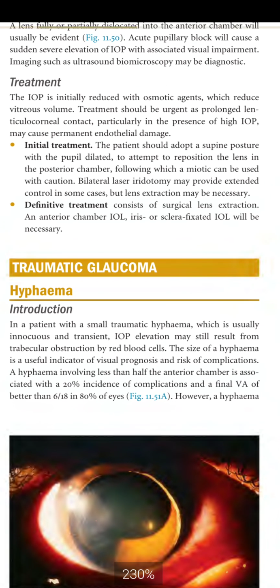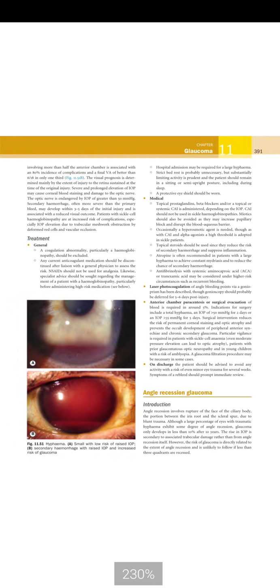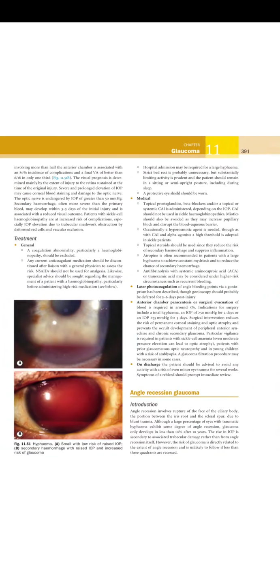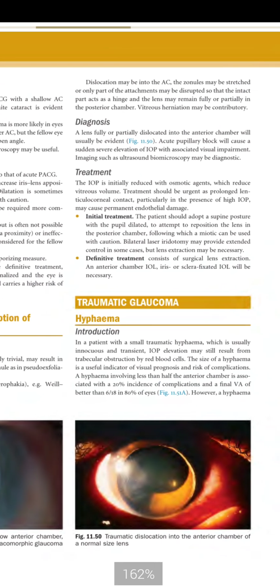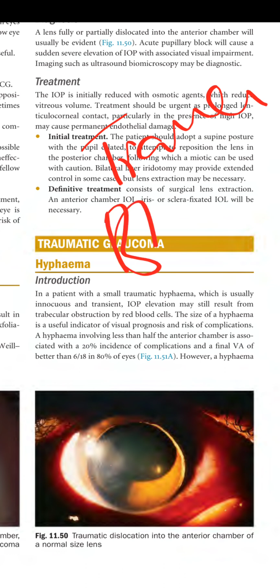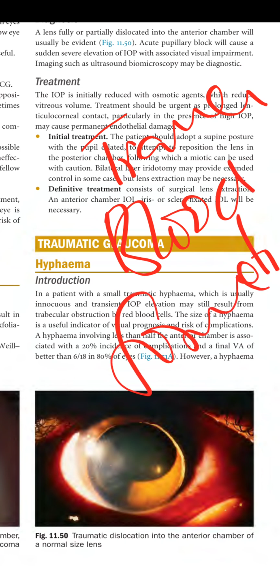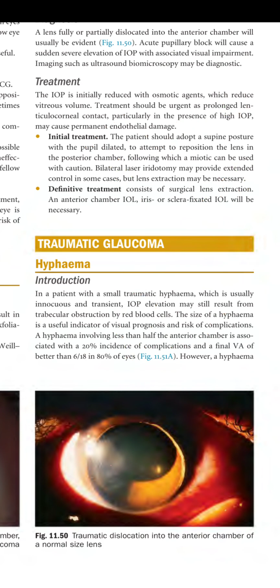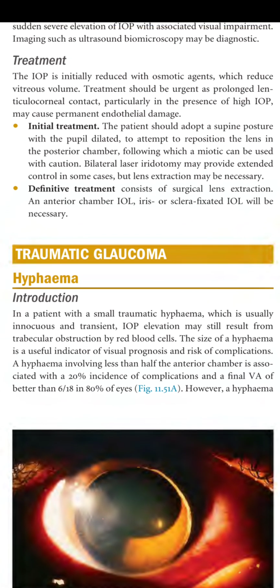Next is traumatic glaucoma. Traumatic glaucoma can be due to hyphema or angle recession glaucoma. So hyphema is basically, after the trauma, there is blood formation in the anterior chamber due to some damage in the vessels, and the RBCs that are produced cause obstruction of the trabecular meshwork and can produce glaucoma.